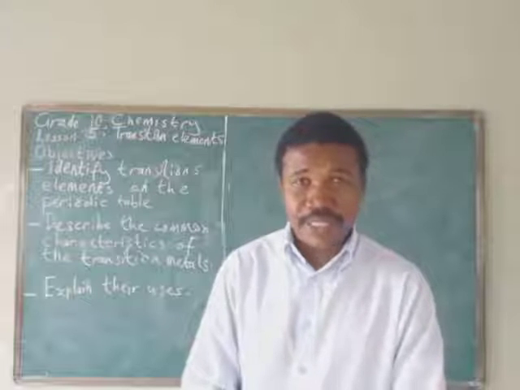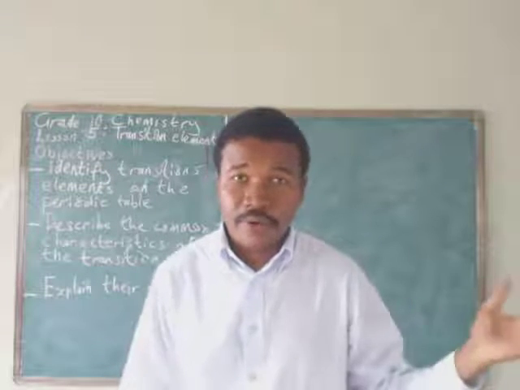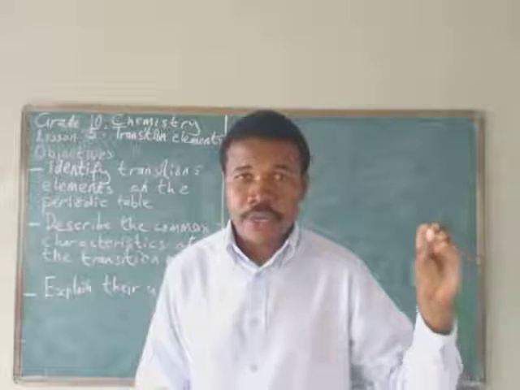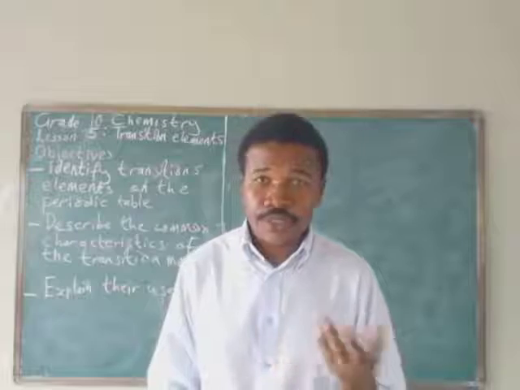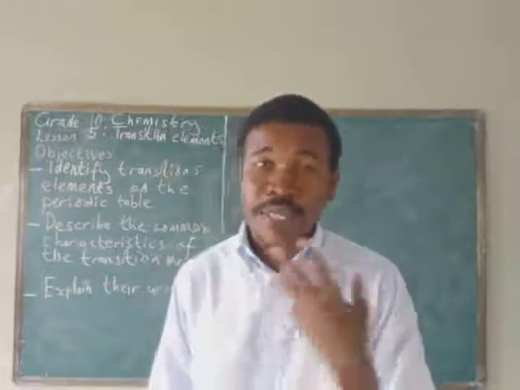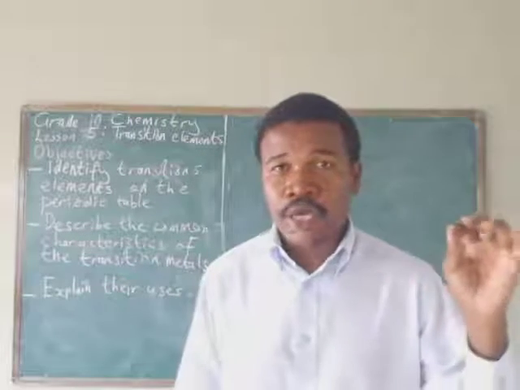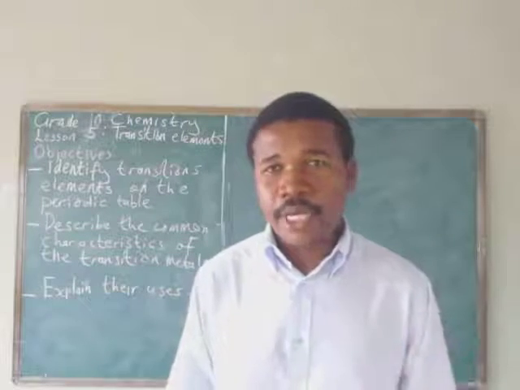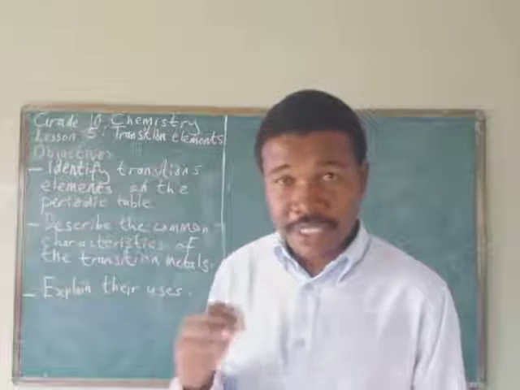Today we're going to be looking at transition elements. In the previous lesson we looked at group 7 elements. We took 2 lessons to do that. We looked at halogens in 2 parts, and in the final one we looked at the displacement reactions and some other properties of those group 7 elements. Today I'm going to give basically a short lesson on transition elements.